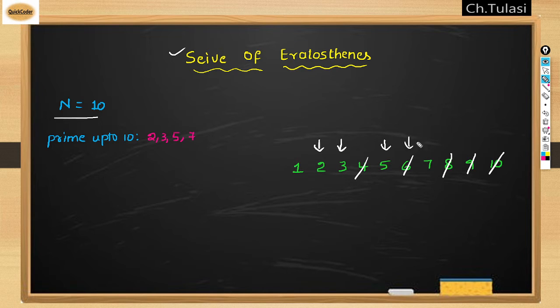And again I will go to 6, but 6 is already cancelled. Now I will go to 7. I will cancel the multiples of 7, but there are no multiples of 7 within range. So I will stop here.